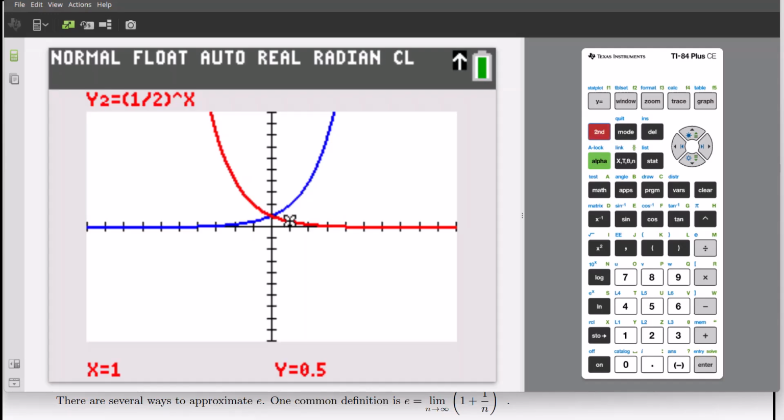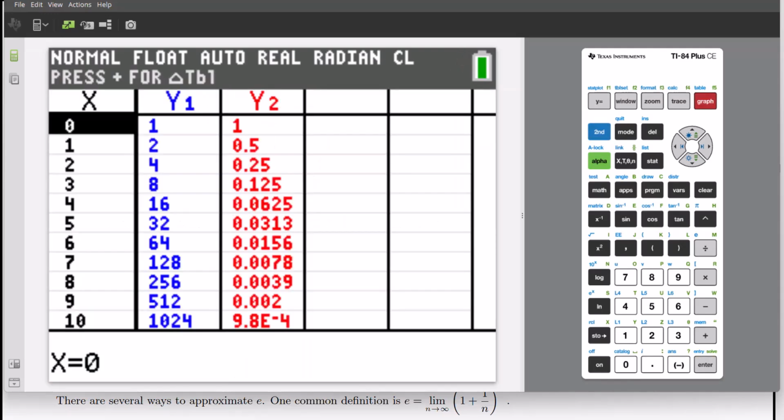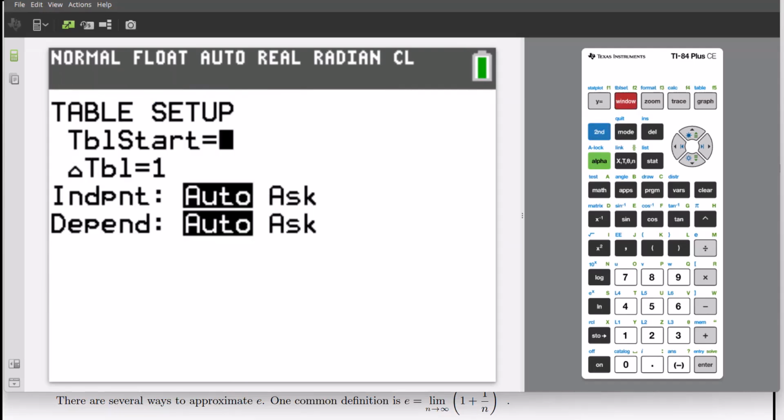Let's look at the table. So our table here has some built-in values, and the way to enter the table is I click second, and then I click the graph button. That gets me into a table with some random numbers in here. But if you actually want to plug the numbers yourself and see what y values you will get, then let's do that next. So let's click on second, then window. That gets us into the table setup.